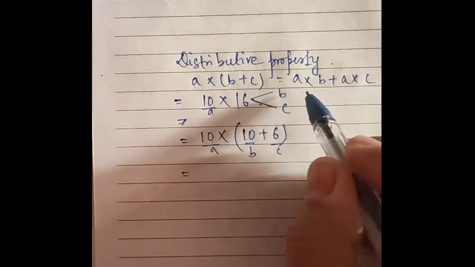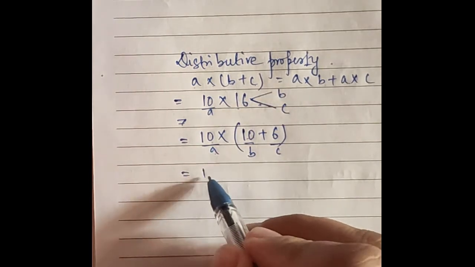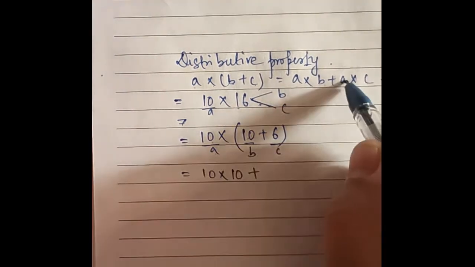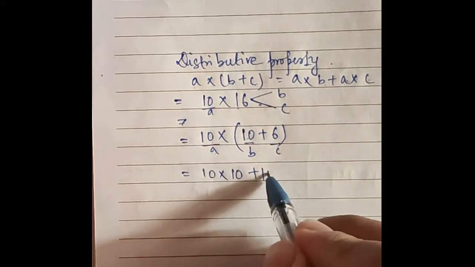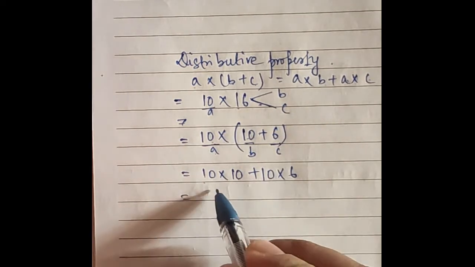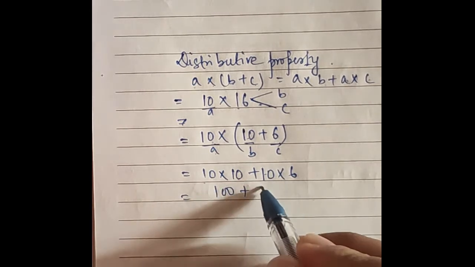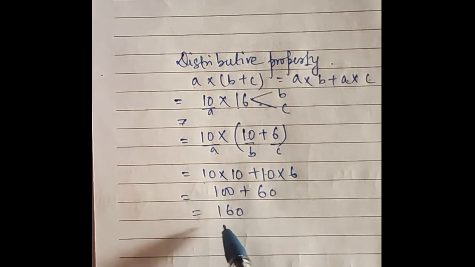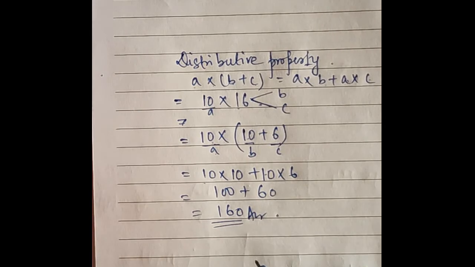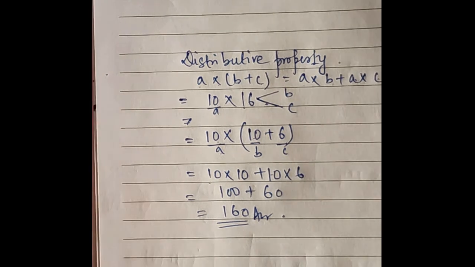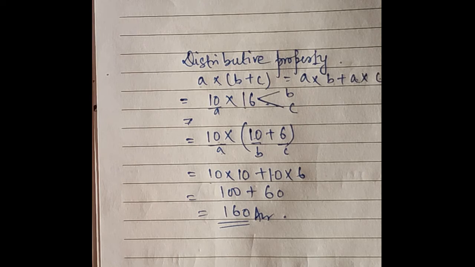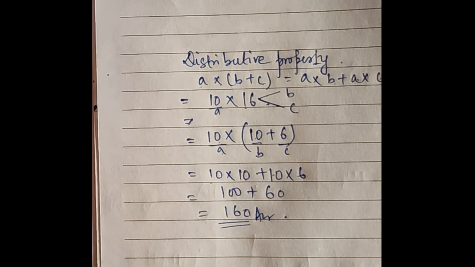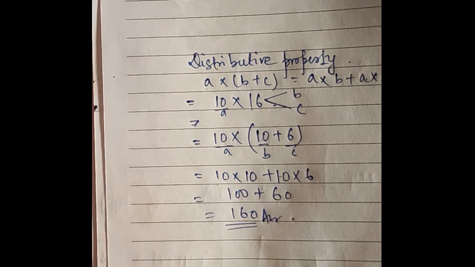So what will be the result? A into B, that is 10 into 10, plus A into C, that is 10 into 6. So 10 tens is 100 plus 10 sixes is 60. The result is 160. Isn't it very cool? Isn't it very easy to do this sum? Using the distributive property, we can solve a variety of larger numbers. We can break the larger number into simpler ones and get the product of the given sum.